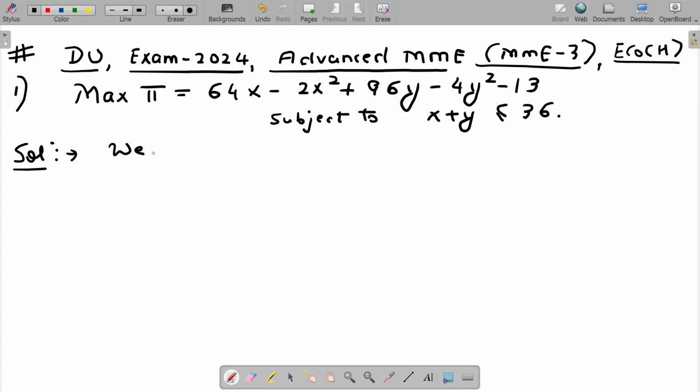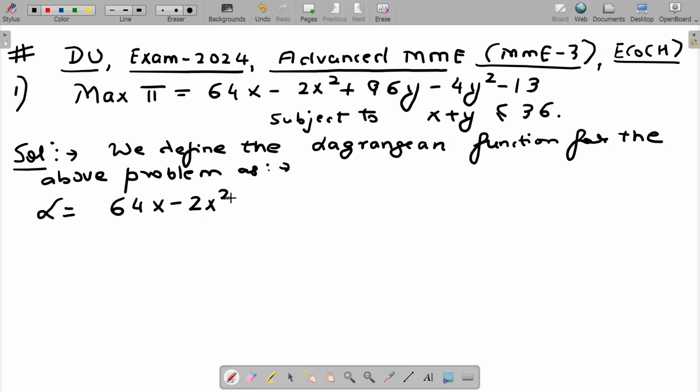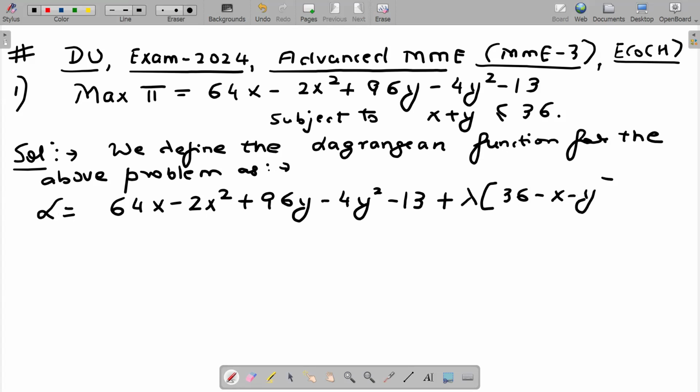So we define the Lagrangian function for the above problem as, the Lagrange is 64x minus 2x square plus 96y minus 4y square minus 13 plus lambda times 36 minus x minus y.